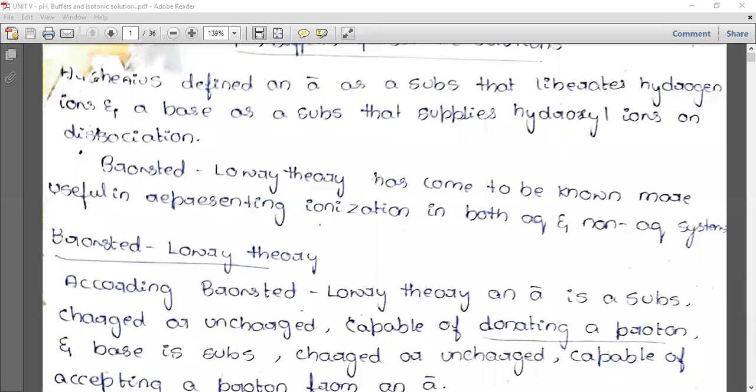According to Bronsted-Lowry, an acid is one which will readily give up a proton, donating the proton, and a base is one which accepts the proton given by the acid. Clear? The substance could be charged or uncharged, whatever substance we are taking. But those which are able to give up a proton are acids, and those which readily accept the protons given by the acid, we are going to call a base.